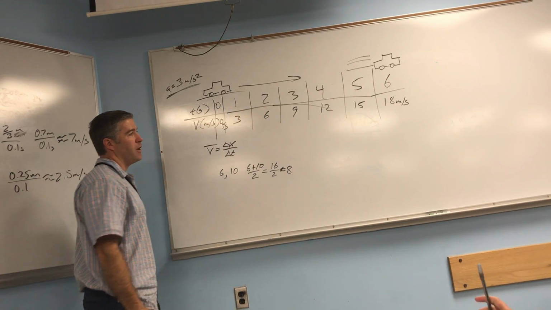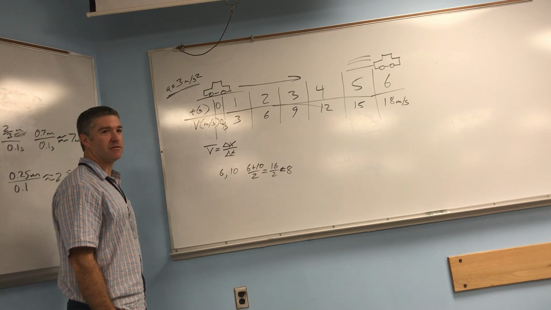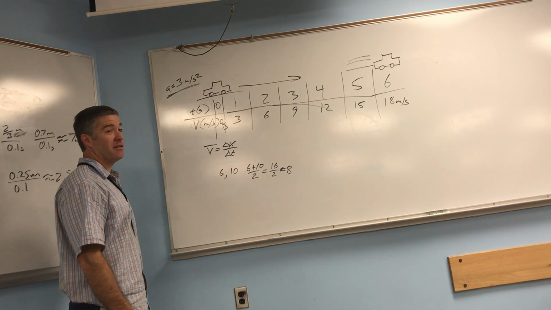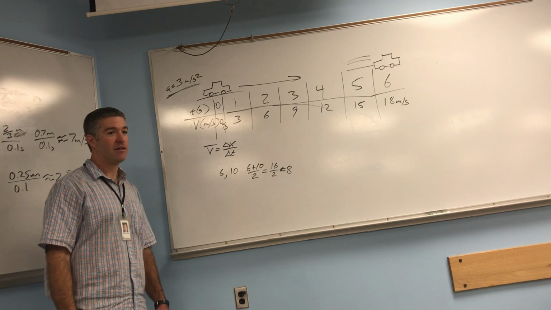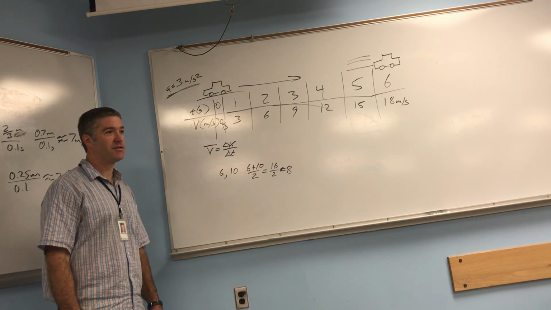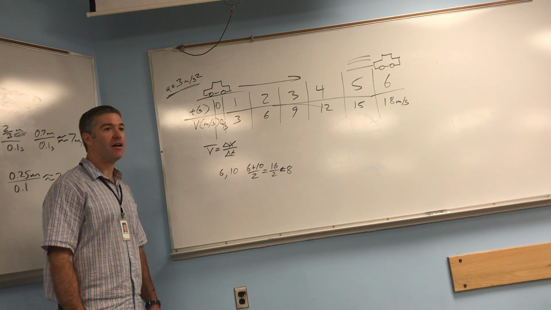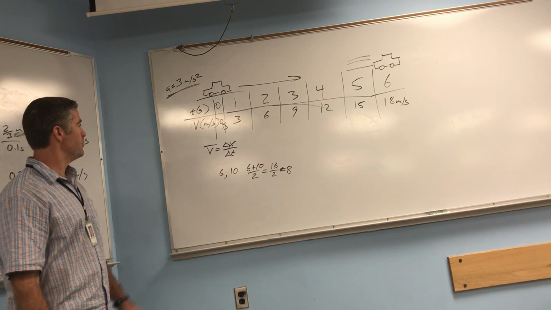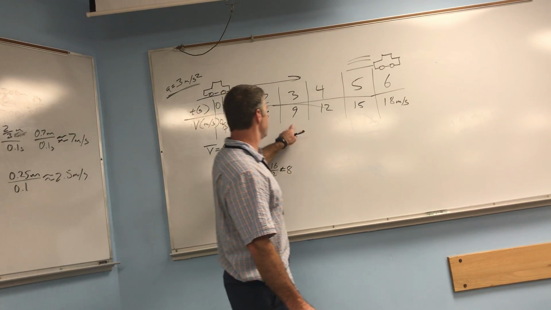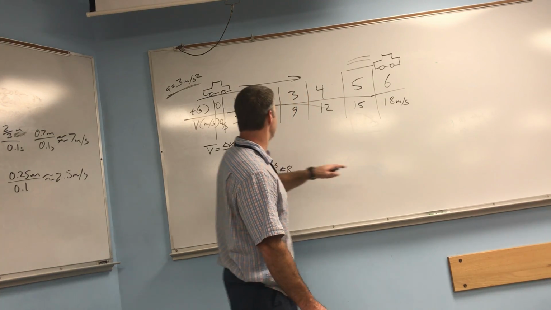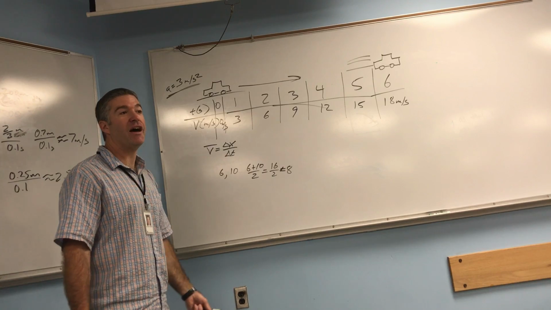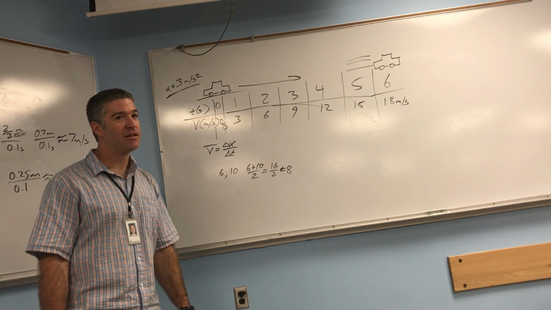So what's another way of getting average velocity? You can add all those up and divide by how many there are. What would you get? So what would the answer be if you took 0 plus 3 plus 6 plus 9 plus 12 plus 15 plus 18 and you divided by 7? 9. So what's an easy way to do it?